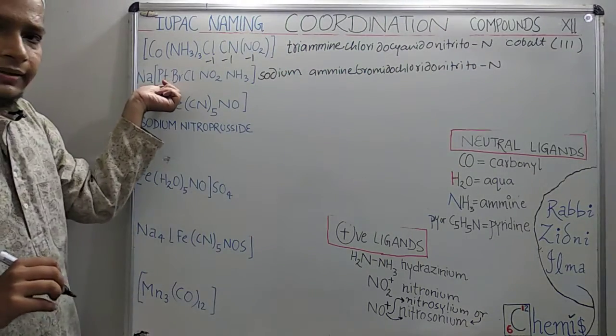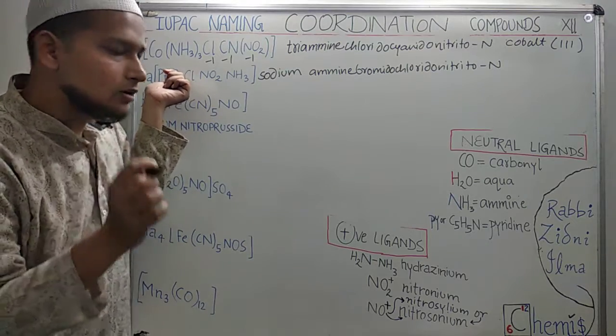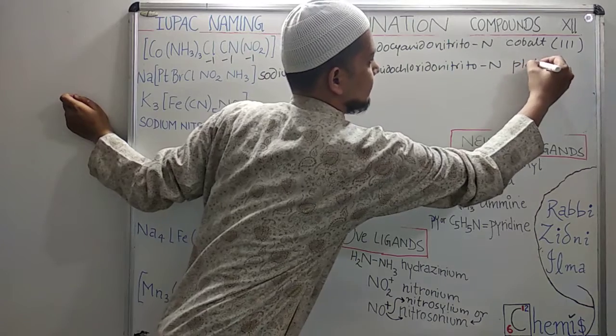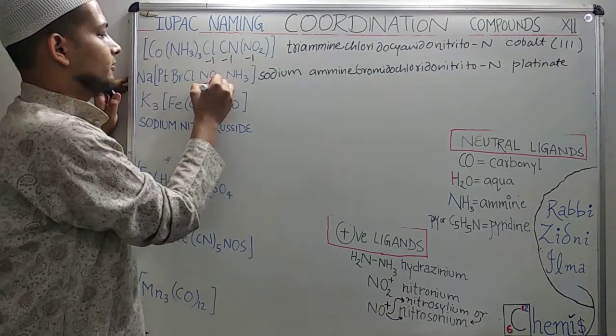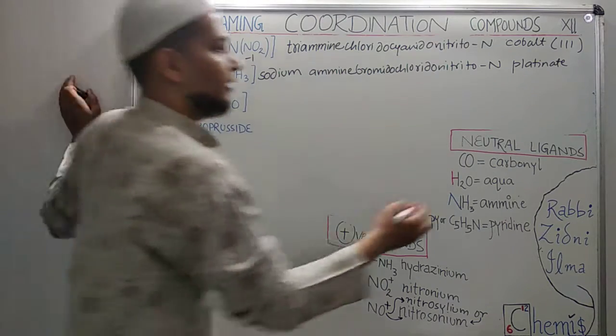Next is Pt. It is what? Platinum. But we will not write platinum because an anion is present. It will become platinate. For the oxidation state, minus 1, minus 1, minus 1, plus 1. Do the maths, that will be 2.